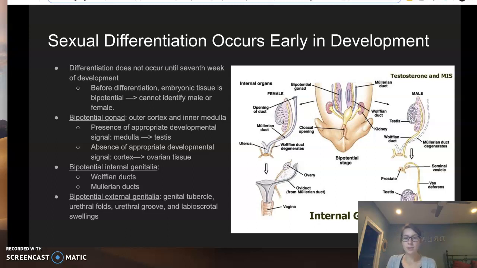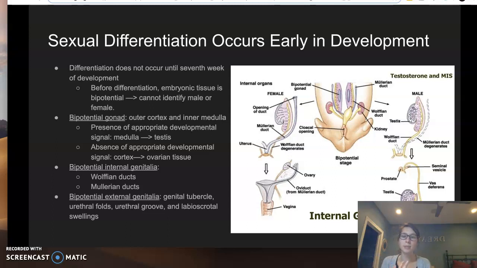So the bipotential internal genitalia consists of the Wolffian ducts and the Mullerian ducts. And so the Wolffian ducts are derived from the embryonic kidney, and the Mullerian ducts, the U should have a little accent on it, but my computer couldn't figure out how to do it. So these ducts, depending on if the new individual will develop as a female or male, one duct will continue to develop while the other one will degenerate.